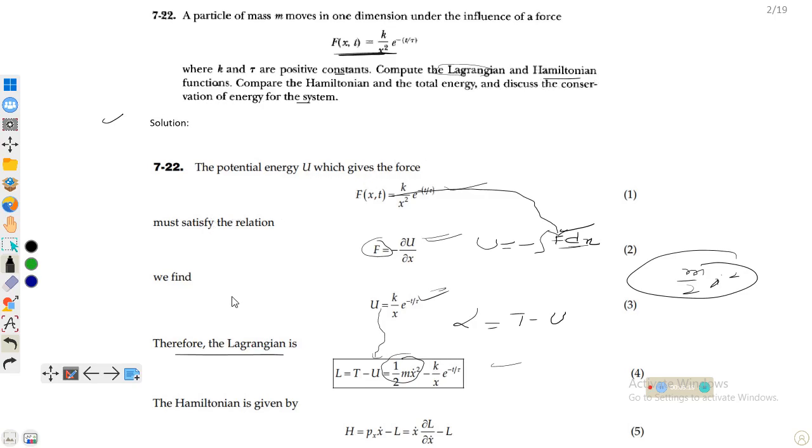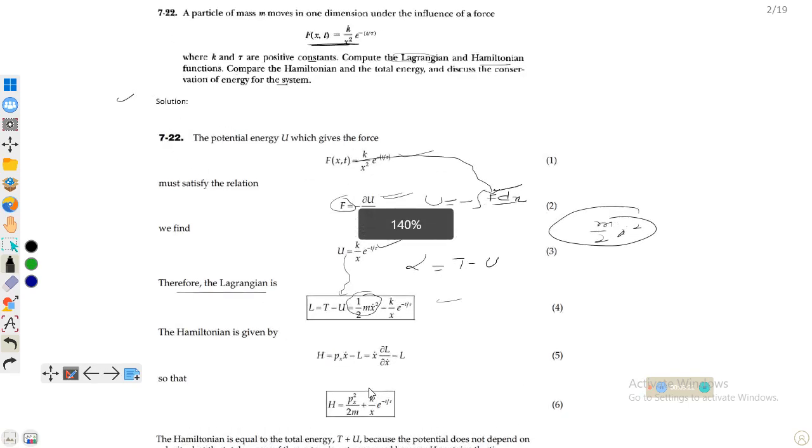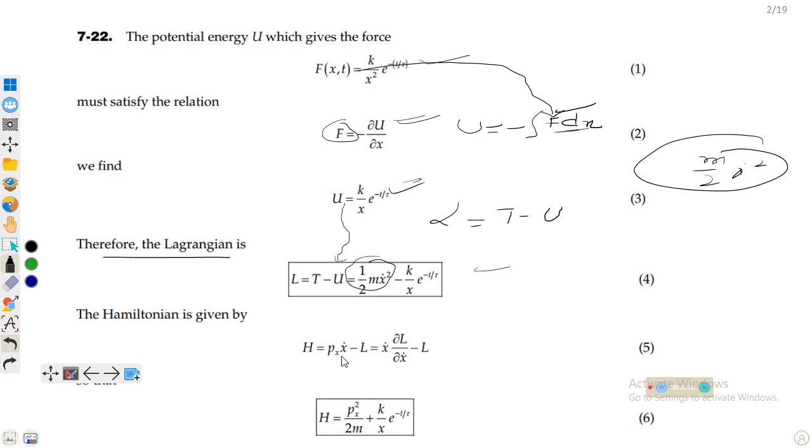Now the next target is the Hamiltonian. We have an expression relating these parameters: Hamiltonian is equal to p x times x dot minus L. We can find px, which is equal to partial L over partial x dot. We take the derivative of the Lagrangian with respect to x dot, and it gives us px. Once we find px, we plug it into this expression, and since we already have the Lagrangian, these two give us the Hamiltonian. So H is equal to px times x dot minus L.